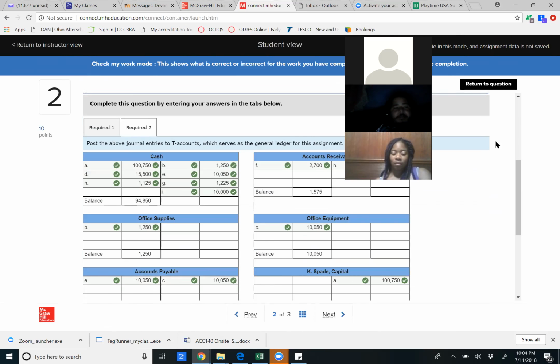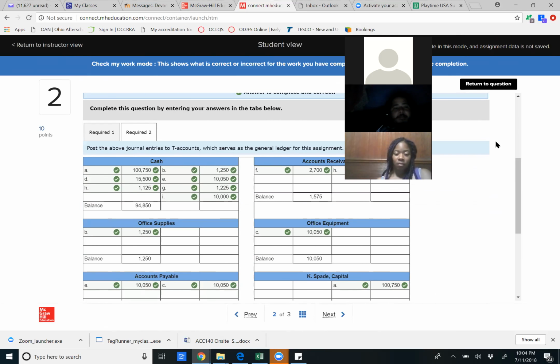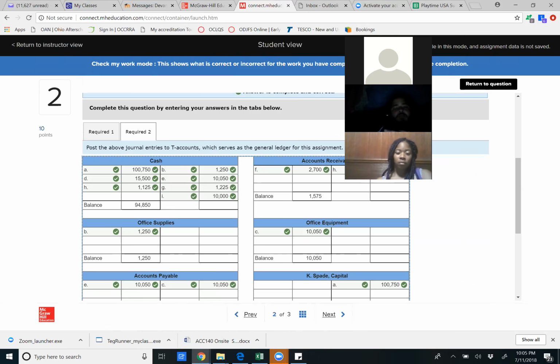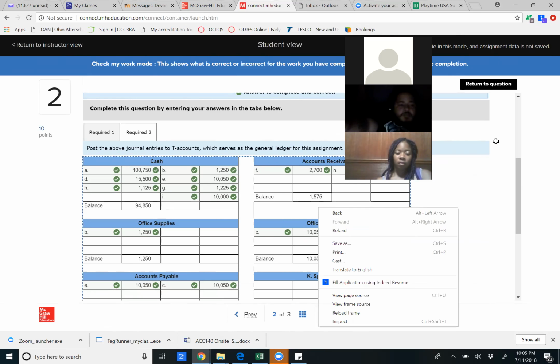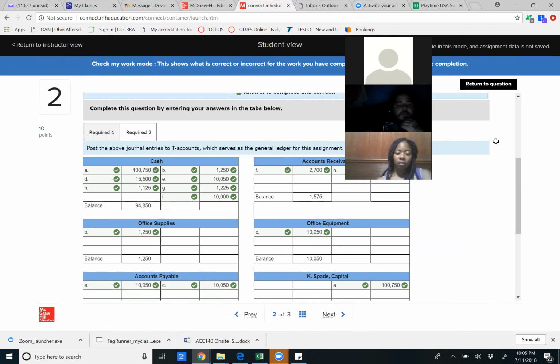So when we do the quiz, it's going to be the same way. There's a homework assignment that gives you what the quiz is about. What is added on the quiz is the trial balance. And all you do on the trial balance is take the ending balance. So for cash, the ending balance is $94,850, and you put that on the trial balance. You take accounts receivable, the balance is $1,575, and you put that on the trial balance. Make sense?